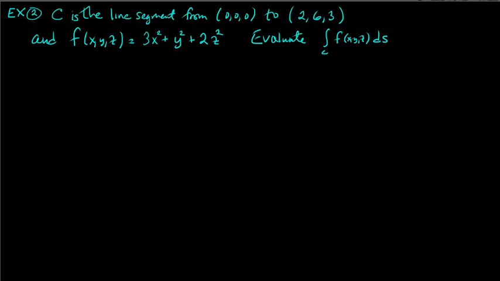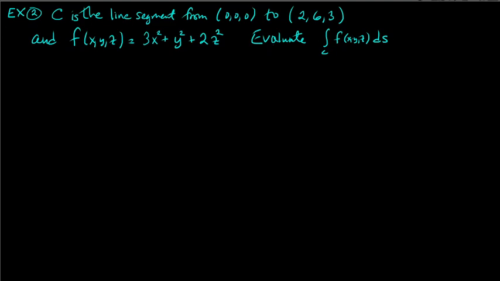Okay, so now our next example is we're given a curve. In this case, it's just a line segment from the origin 0, 0, 0 to the point 2, 6, 3. And we're also given the function f. Again, we can think of that as maybe the density. And then the line integral that we want to evaluate will represent the mass of the wire, in this case just a straight wire. So how do we evaluate this line integral?